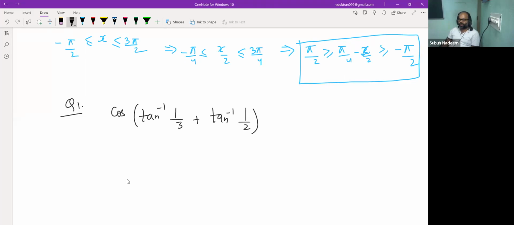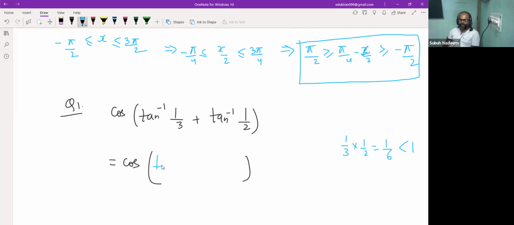Sir, here you can use tan inverse x plus tan inverse y, right? Correct. So which condition can be applied here? Can you tell me? We had two conditions, no? xy less than 1. Correct. It is 1 by 3 into 1 by 2, which is 1 by 6, which is less than 1.